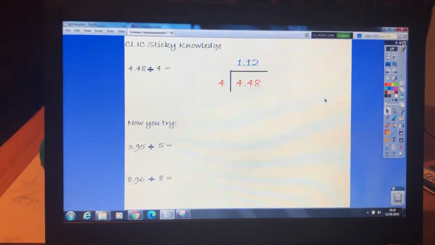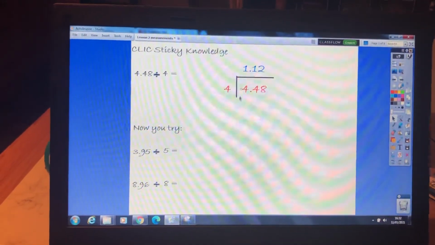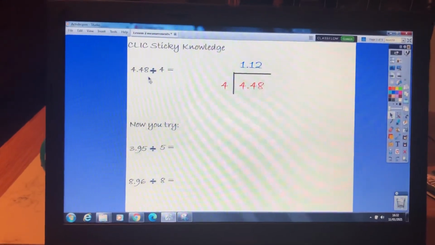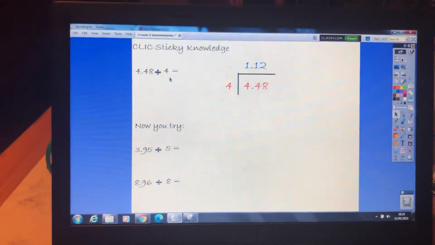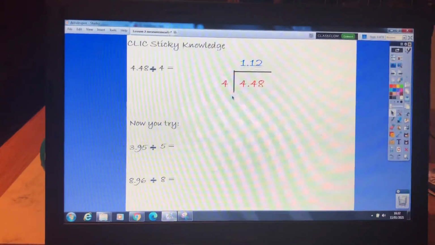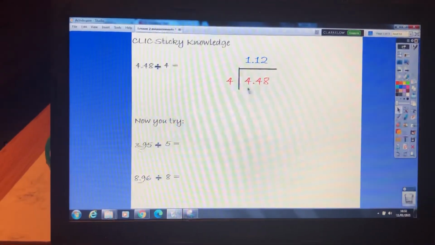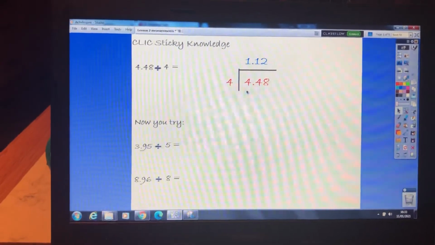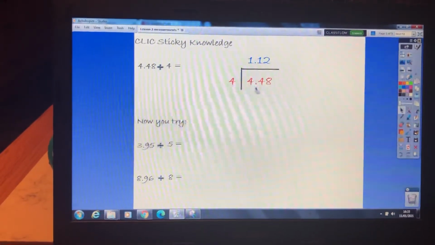So, the first sticky knowledge we've got is dividing a decimal number by a whole number. So if you look, follow my mouse, we've got 4.48 divided by 4. So you lay it out like you would with a whole number. You've got your bus stop, you've got your 4.48 in the middle of the bus, and you've got the 4 on the outside. And you go, how many 4s are in 4? There is 1. Make sure you put your decimal point in.